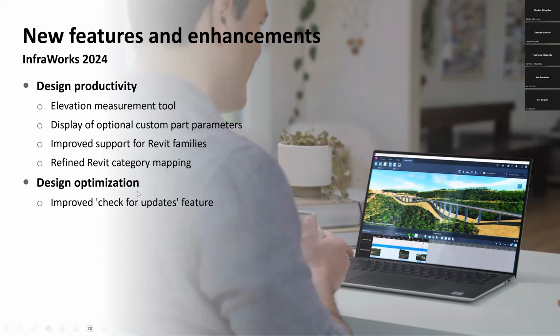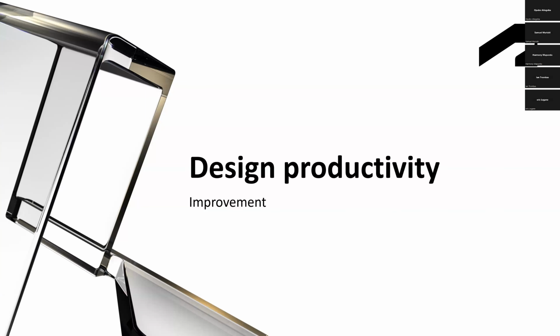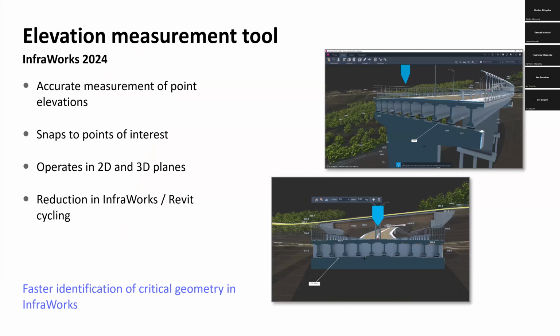Then in terms of design optimization, there's improvement in terms of checking updates, especially if you have to check updates between InfraWorks and Revit, or between InfraWorks and the structural bridge design. So it's getting better and it's also getting faster. I think it's a very significant improvement that was made with the current release. So I'll just take a quick look at this, but especially for the first one here, I'll show live how it works.